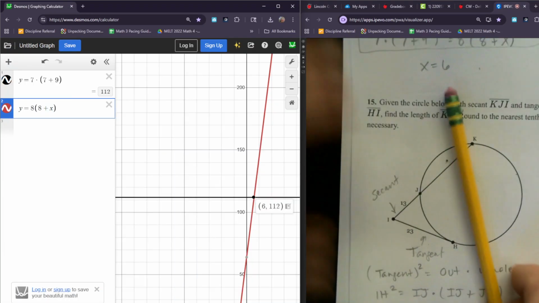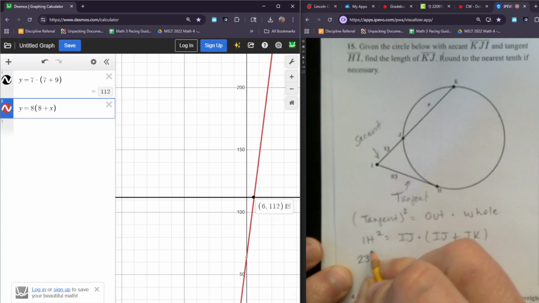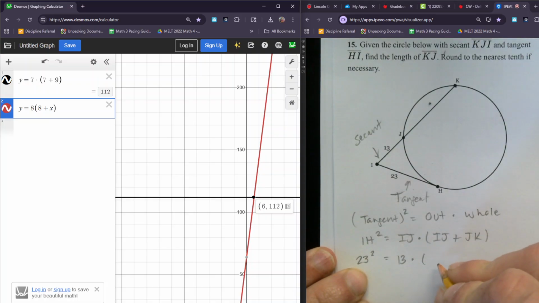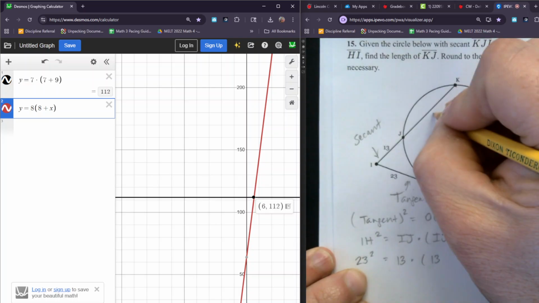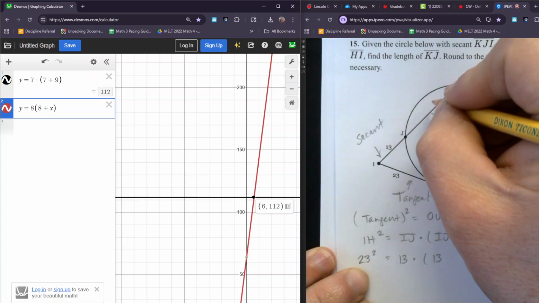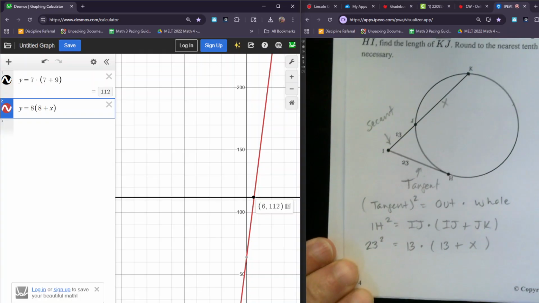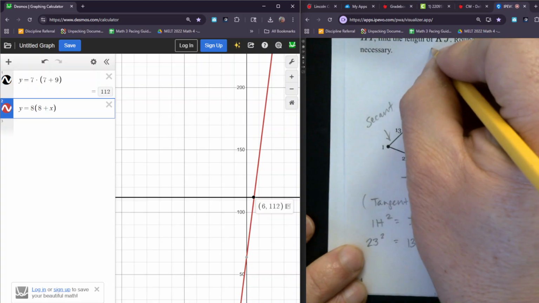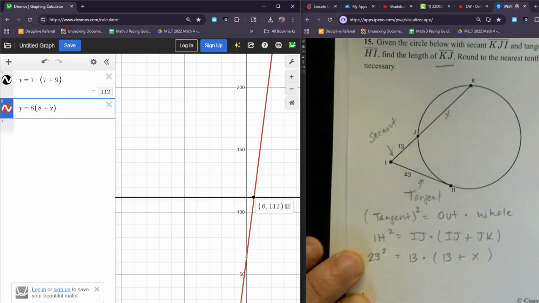All right, guys, so going back, now if we plug this in, that's 23 squared equals 13 times. Now, we don't know what KJ is, so we'll mark it as X. I like the way they do this because they mark what's missing as X. So you are trying to find the length of KJ. Let's go ahead and put this in Desmos.